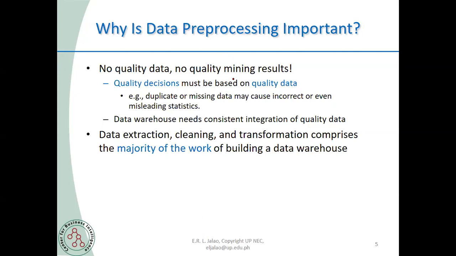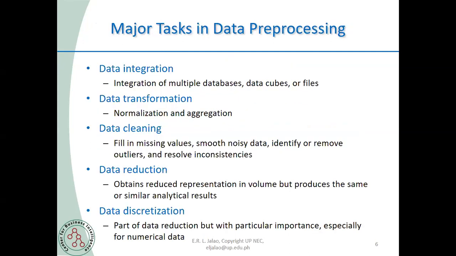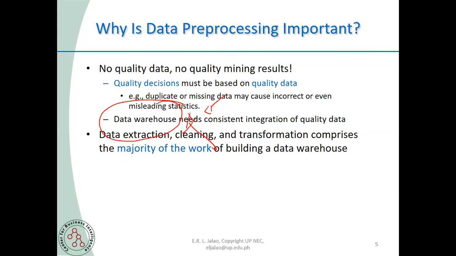That's why we have data preprocessing, so that yung data na pinapasok natin sa enterprise data warehouse natin are standardized yung format niya. Okay? Data extraction, cleaning, and transformation comprise the majority of the work of building a data warehouse. Okay, so it takes effort, it takes time for data cleaning and data preprocessing.